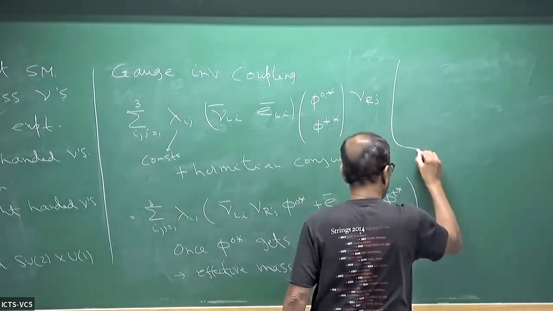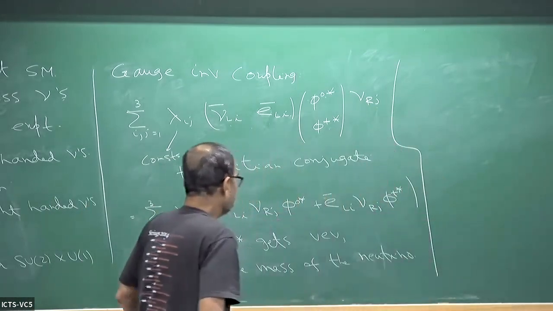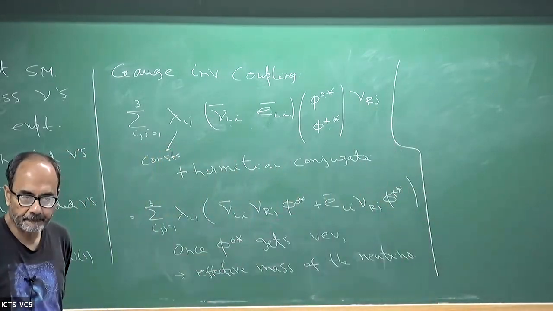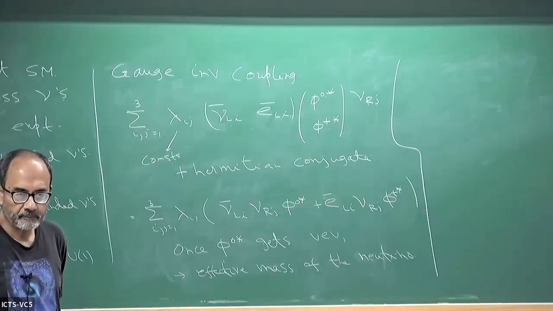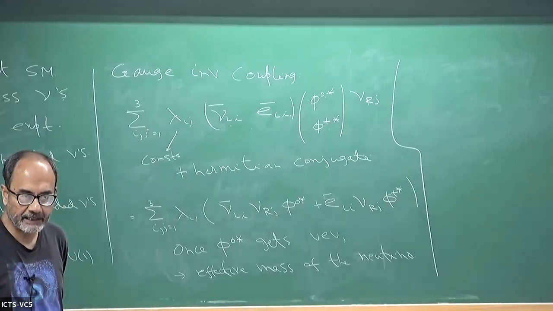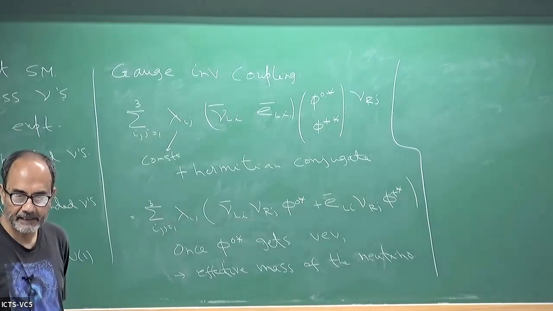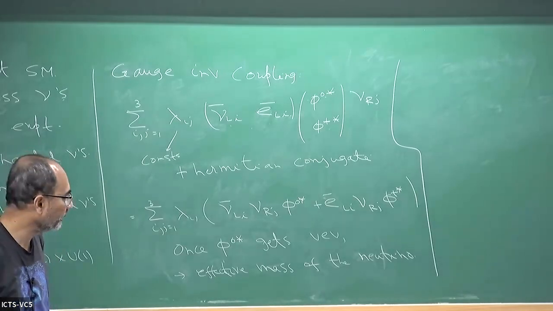Okay, now let's look at the symmetries. Does it violate B minus L? Of course, nothing carries any B, so the real question is, does it violate L? If it violates L, it will also violate B minus L, because the neutrinos are B neutral.